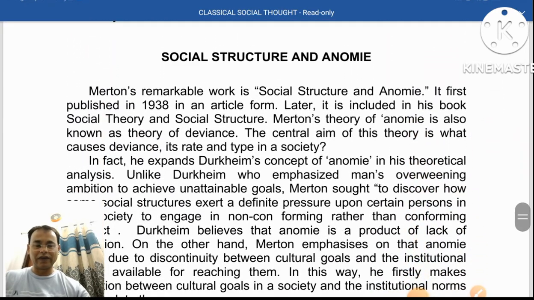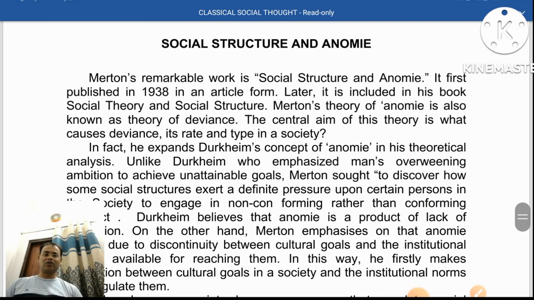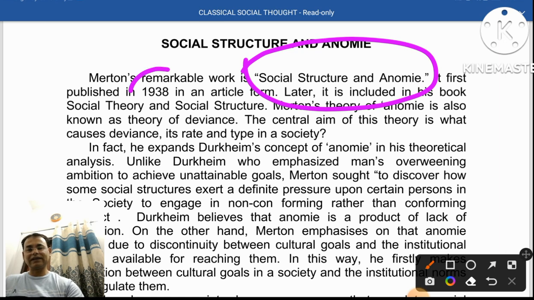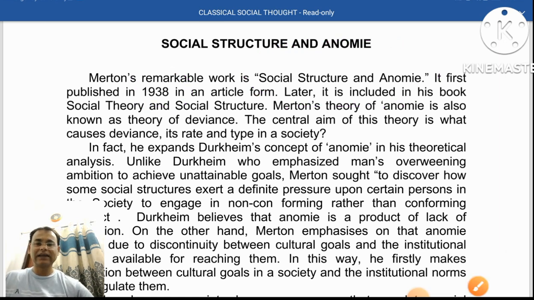Now, we will discuss anomie and social structure. Merton's remarkable work is Social Structure and Anomie, and it was first published in 1938 in article form. Later it was included in his book Social Theory and Social Structure. Merton's theory of anomie is also known as the theory of deviance.